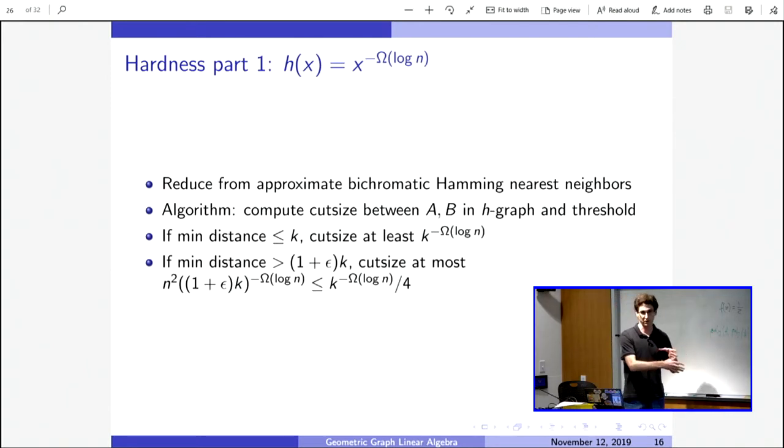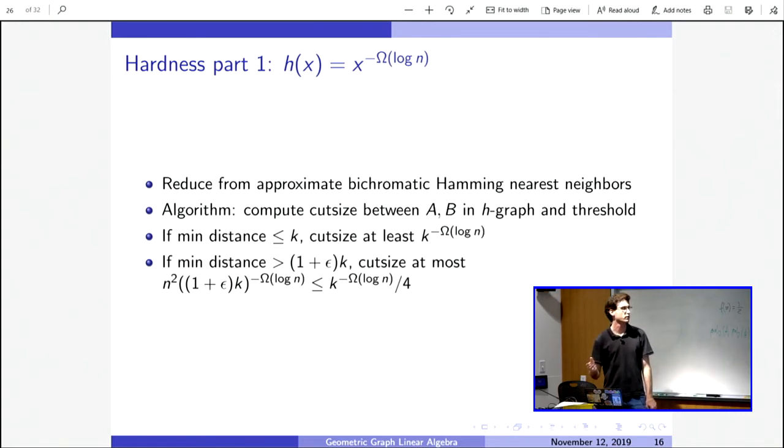Specifically, the way we're going to solve approximate nearest neighbors using multiplication by this function is as follows. We're going to first make a graph on the set A union B, where edge weights are given by H. Then we're going to use our matrix multiplication subroutine to compute the cut size between A and B. I claim that you can do this in one multiplication. And then, given that information, we're going to threshold.